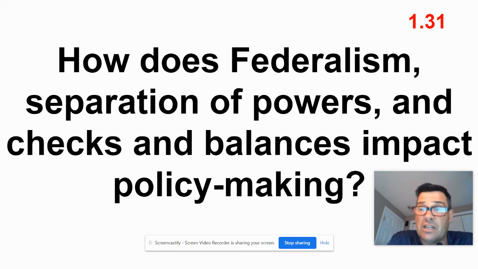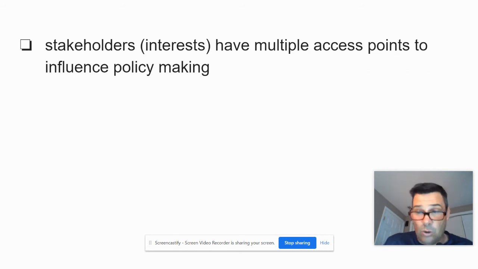It shows you how federalism gives us so many options. If we see a problem we want fixed, we don't have just one place to go. We've got lots of places to go. That's how this impacts us. So it's actually kind of a cool question and an important question. All right, flip over. Stakeholders, you may have heard that phrase before. It just means people who have interests in something happening, people who are in need or whom the policy might impact. Stakeholders have multiple access points to influence policymaking.